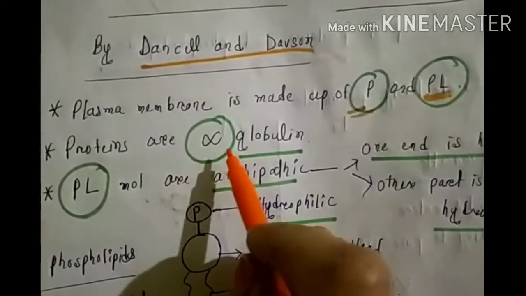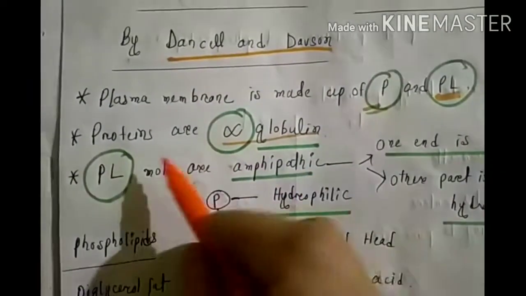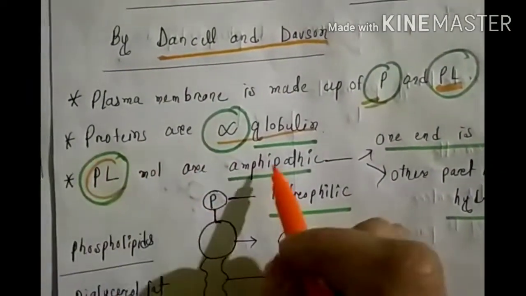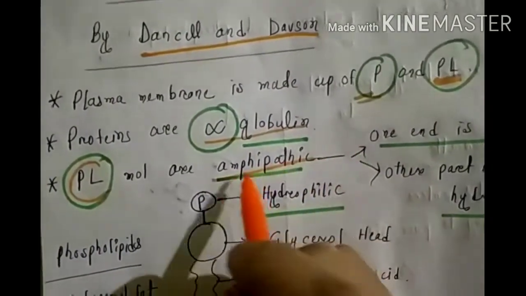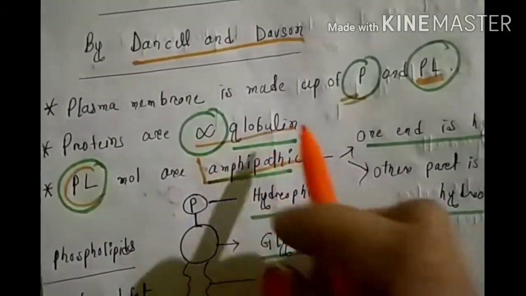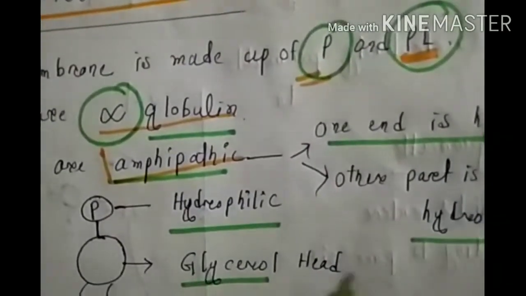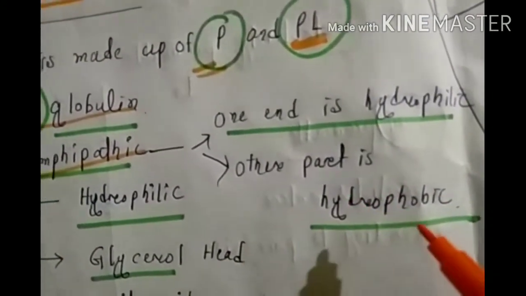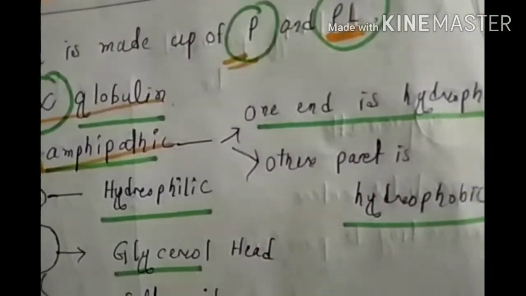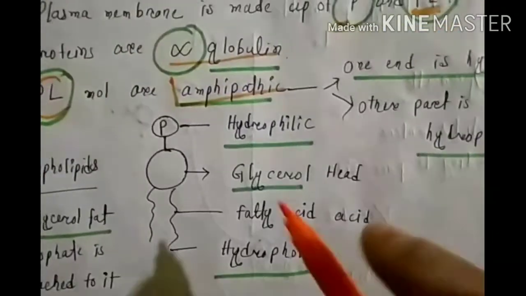According to them, proteins are alpha globular. Phospholipid molecules are amphipathic. एम्फेफेटिक का मीनिंग क्या है? Amphipathic means that one end of the phospholipid will be hydrophilic and the other end will be hydrophobic. So let's take an example.